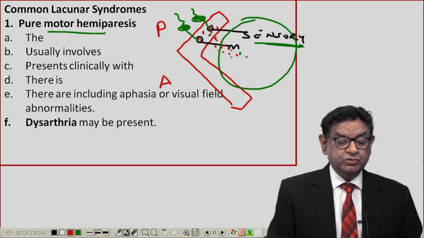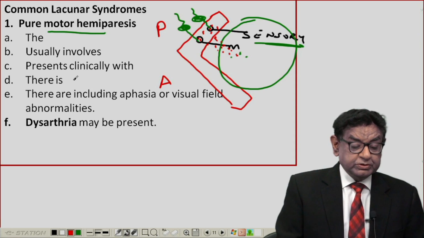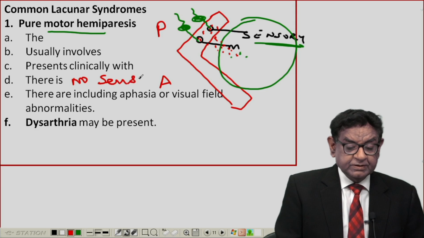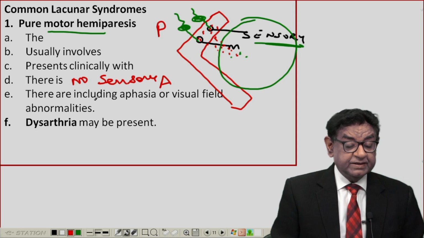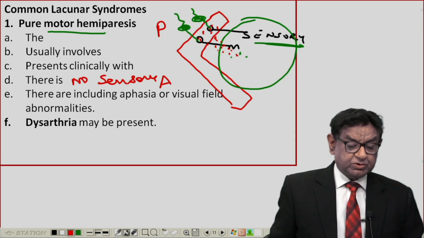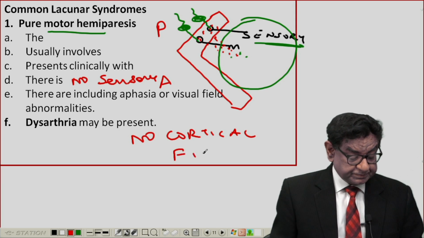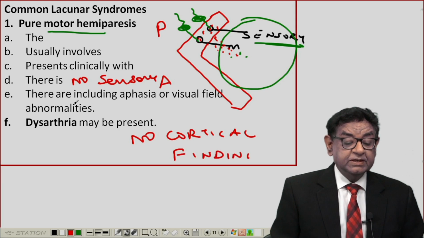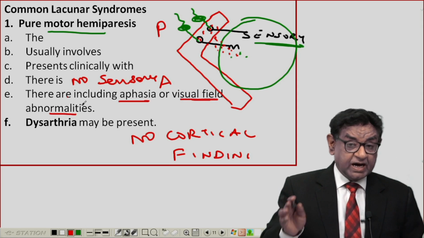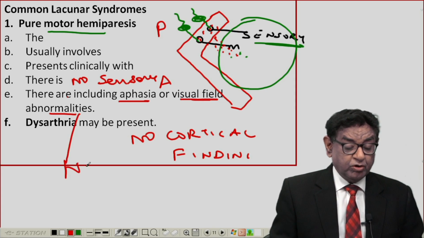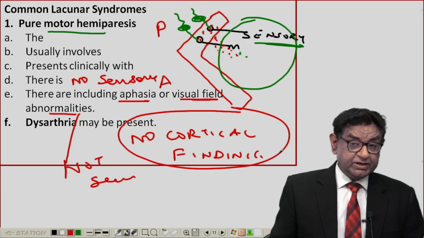But at the moment you understood why you get pure motor hemiparesis in lacunar stroke. And as I told you, there is no sensory deficit, for the reason I told you. And one more thing, there is no cortical finding. Remember, in any lacunar stroke, no cortical findings. That includes aphasia; visual field abnormalities are not seen. They are not seen. So, in a nutshell, no cortical findings, about which I'll talk a little later on again.